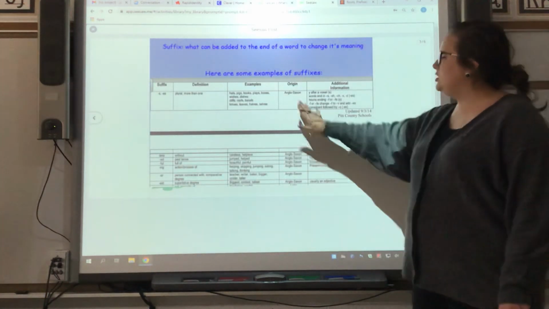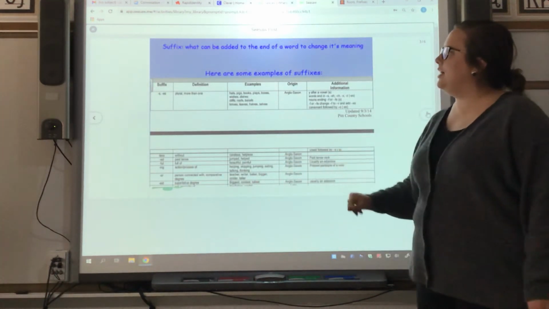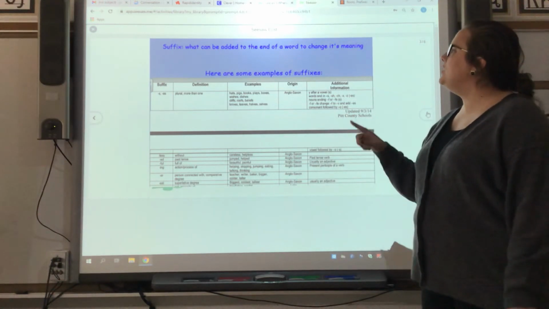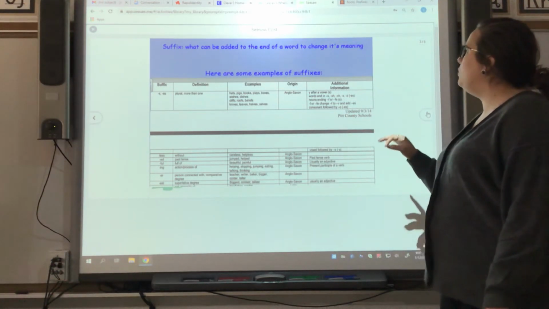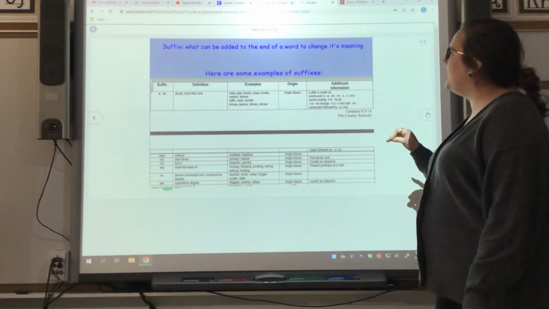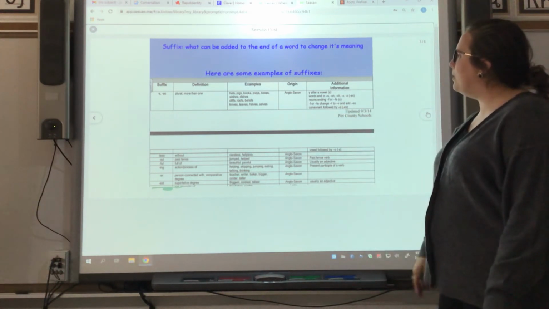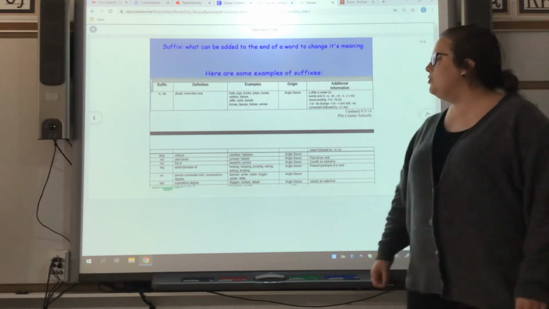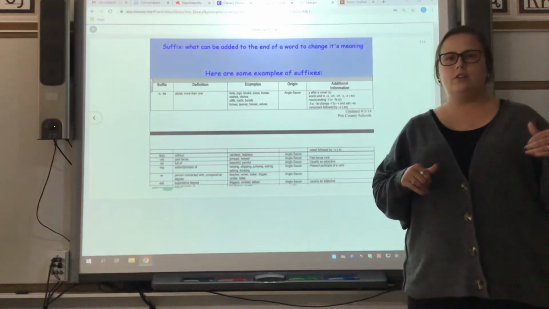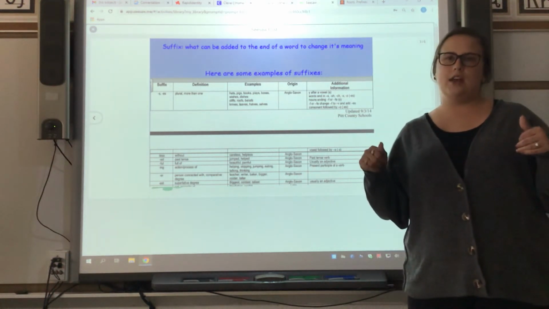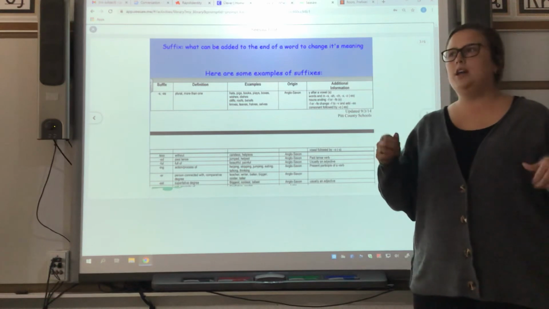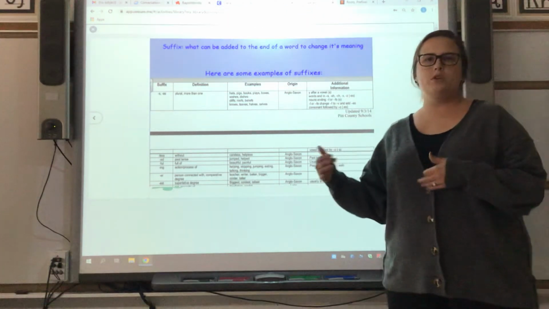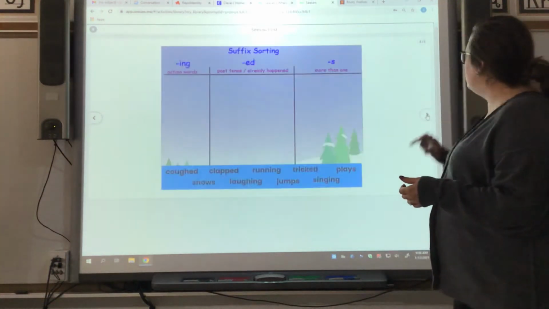So we're going to be talking about the suffixes today, not the roots and the prefixes. So this is just a chart that could help you. You can look at this at home, but it says a suffix is what can be added to the end of the word to change its meaning. Here are some examples. So guys, if we had the word run and we added er to the end of it, it wouldn't just mean run, it would mean runner, someone who is running. So that's just an example.